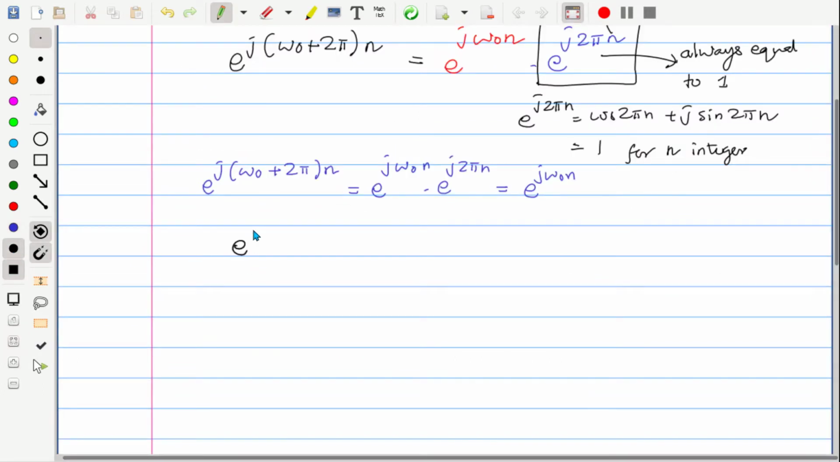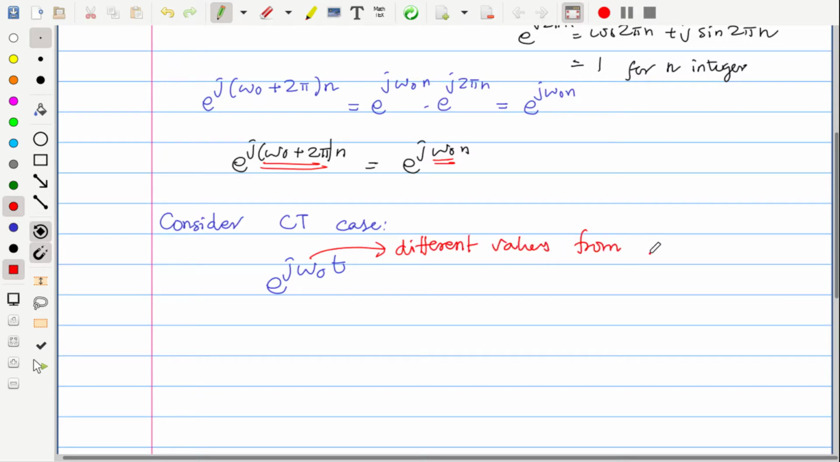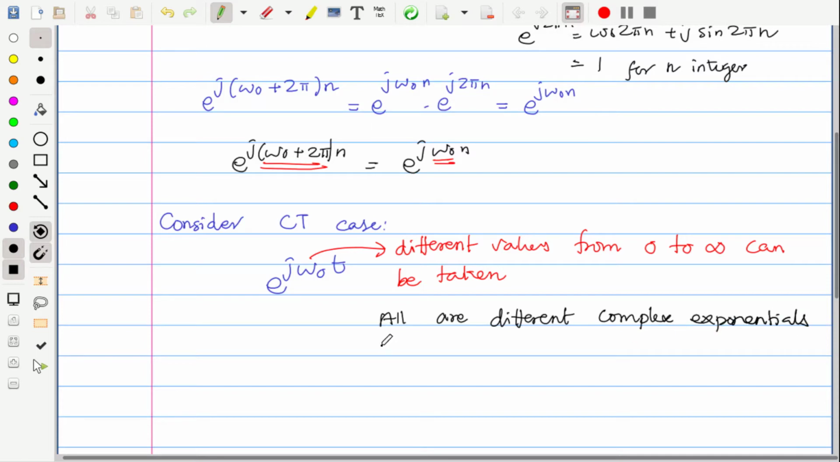From this equation we can conclude that the discrete time exponential at a frequency ω0 plus 2π is exactly similar to the discrete time complex exponential at a frequency ω0. Thus we have a very different situation from the continuous time case here. In the case of continuous time, the signals e^(jω0t) are all distinct for different values of ω0, and ω0 can take any value from 0 to infinity. They are all different signals, so different harmonically related periodic signals.